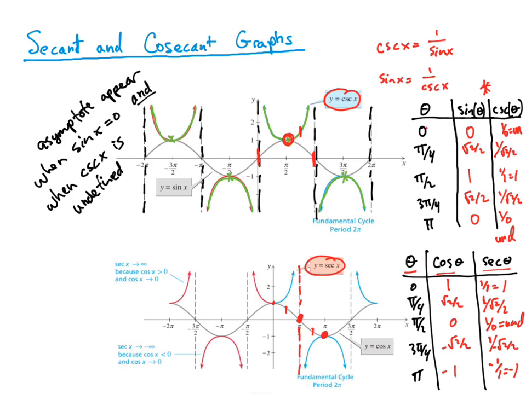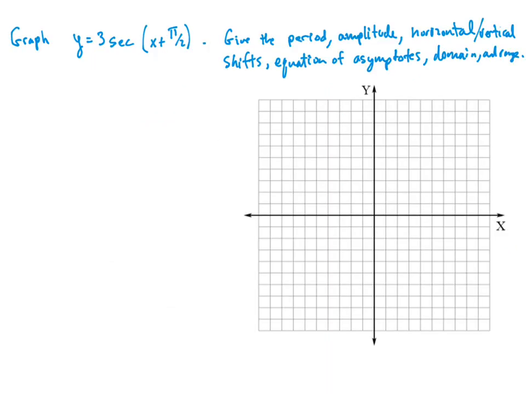So let's give an example for each of these. Here's our equation: y equals 3 secant of x plus pi over 2. We want to find the period, amplitude, horizontal and vertical shifts, equation of the asymptotes, domain, and range. We'll begin by considering the equation for y equals 3 cosine, and then I'm going to write this in standard form.